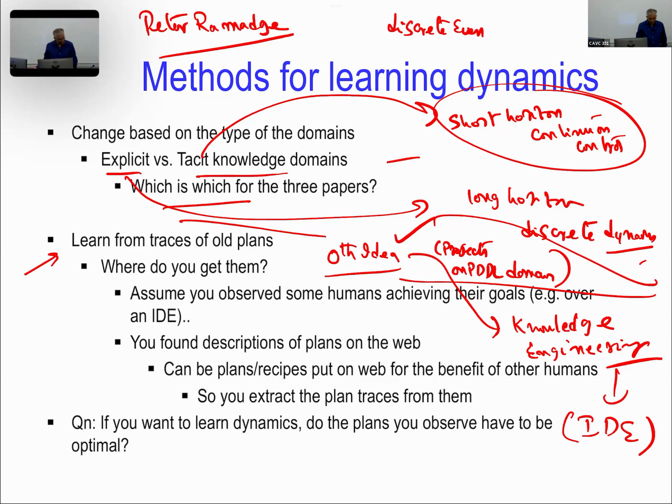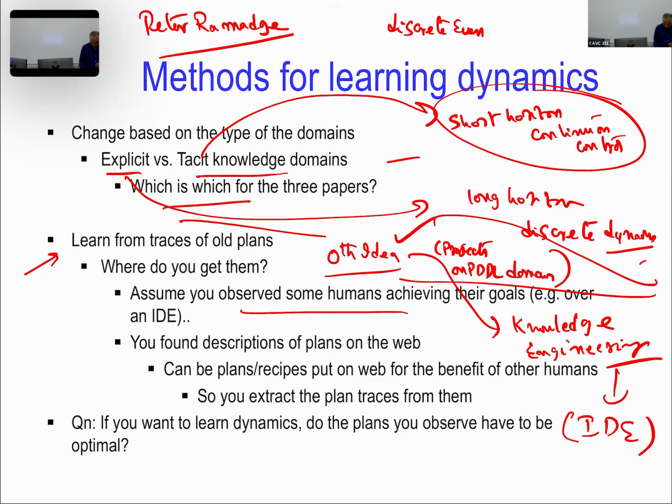Right? Okay. So here is actually an interesting question, and I'll get to that in a minute. If you observe some humans achieving their goals in some simulated environment, or you actually just happen to have these traces of them achieving goals or actually doing actions, you can use those to figure out what the action model is. And that's basically what ARMS does, but in fact it's one level deeper, but we'll get to that.